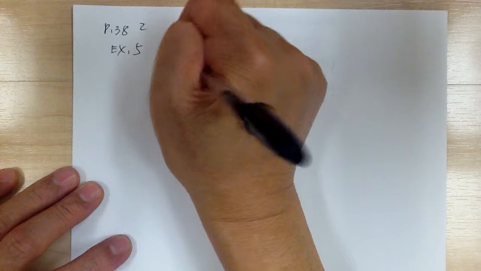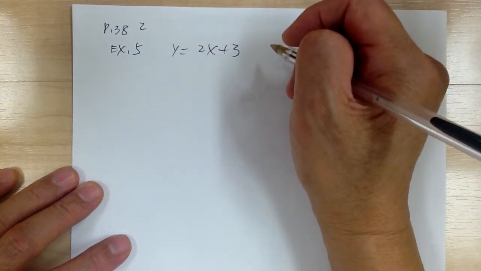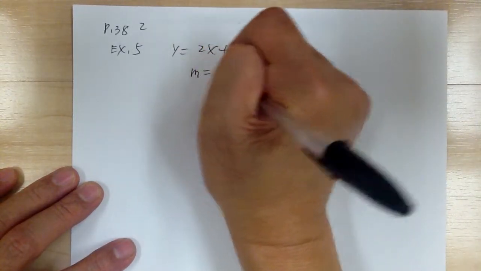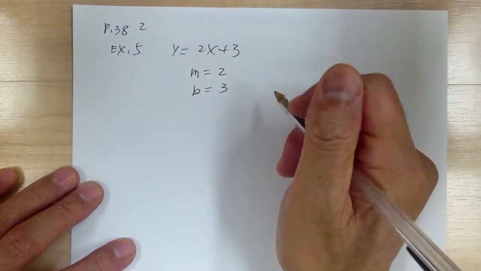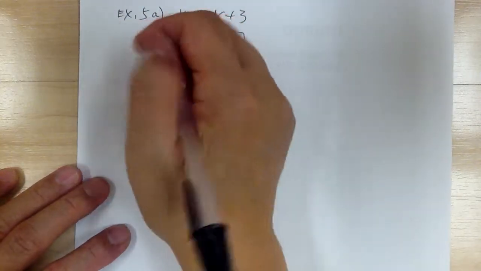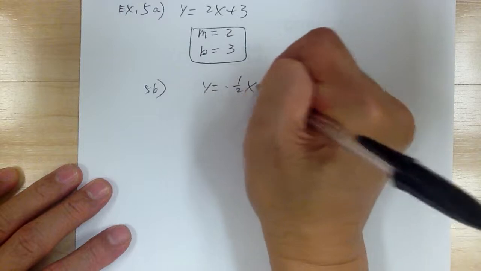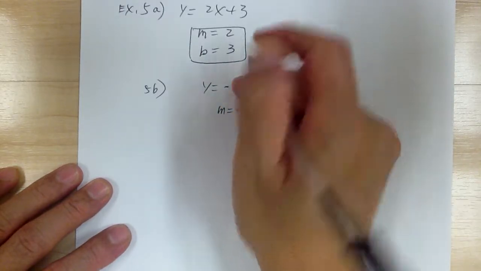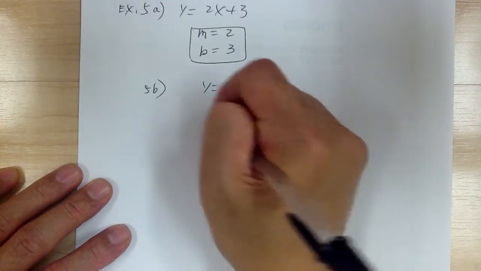So on page 382, example 5, you have y equal to 2x plus 3. So it says identify the slope and the y-intercept. So in this case, the slope equal to 2, and y-intercept means b, so b equal to 3. So that's all you have to do. Okay? So that's for example 5a. Now 5b, you got y equal to negative 1/2 x plus 5. So the slope equal to negative 1/2, right? Slope, intercept, right? And the b equal to 5.